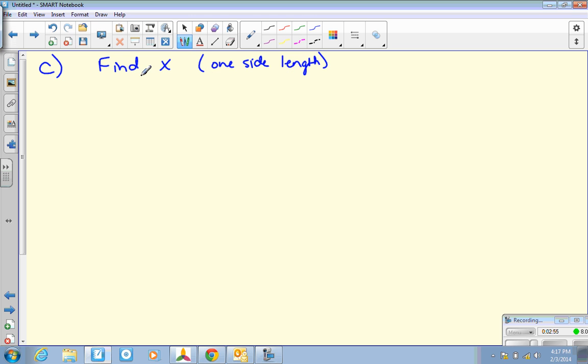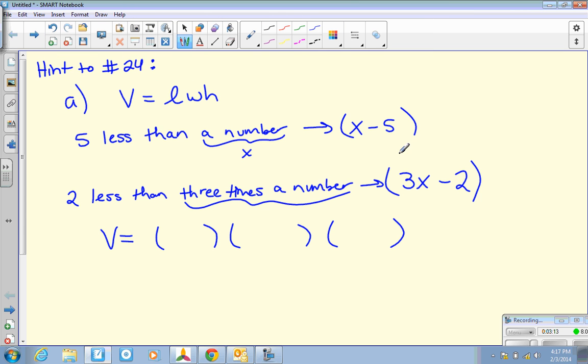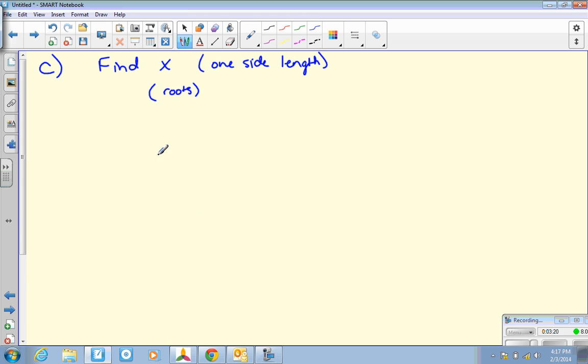Once you find x, which will actually involve finding the roots, you can find the other 2 lengths by either finding all the roots. Actually, sorry, that won't quite work. Or whatever your expressions are, like x minus 5 or 3x minus 2. So these are just the ones I came up with.